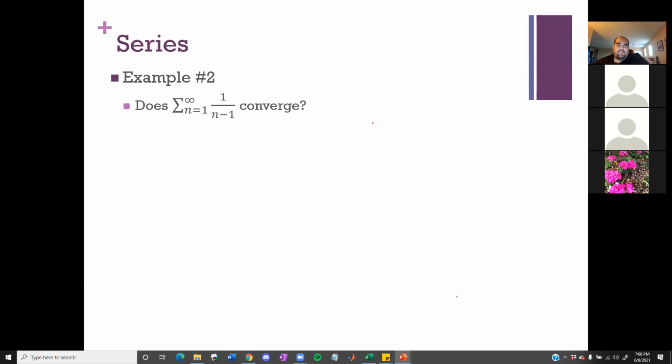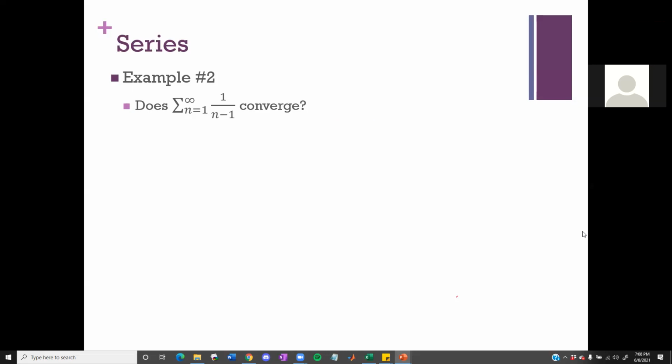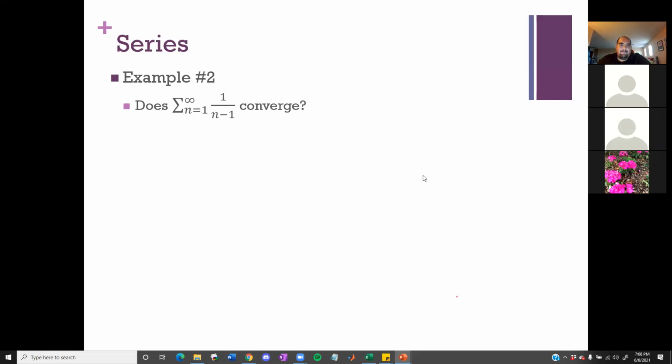What do we think? Wouldn't the first term make the denominator 0? Yes, it would. Good catch. So let's do this. Let's say it starts at n equals 2.